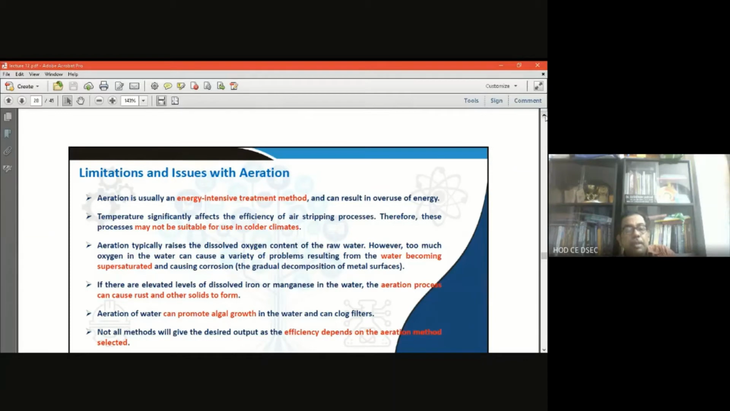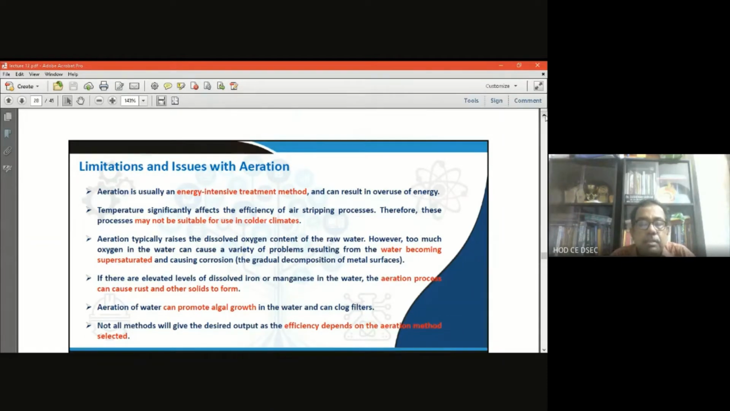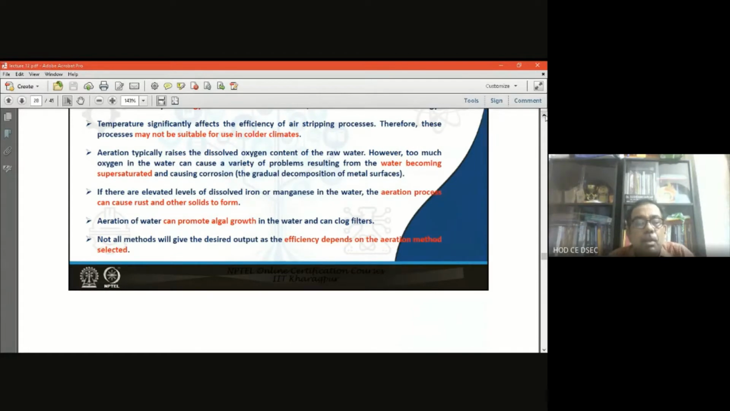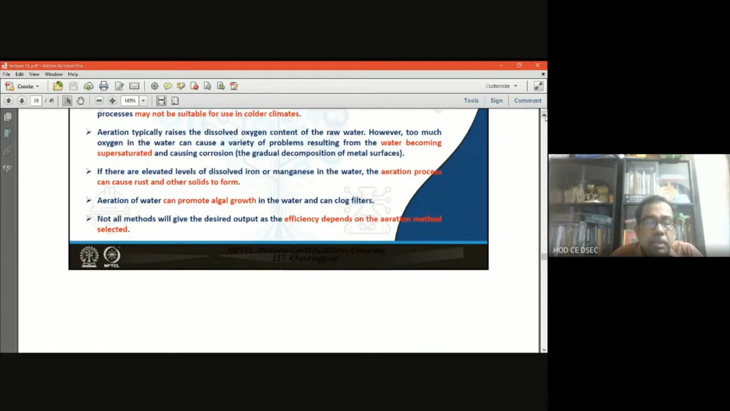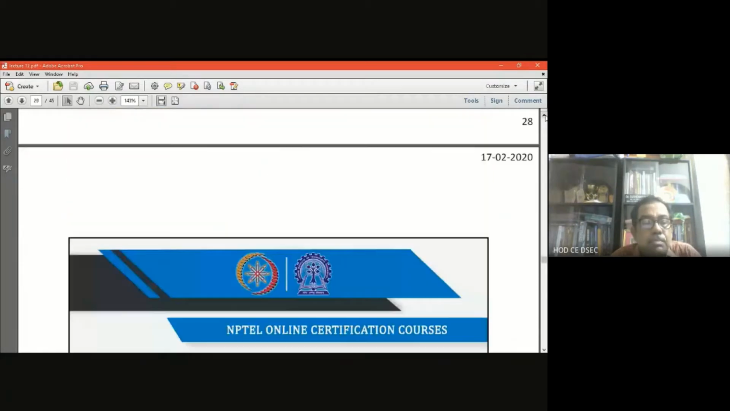If there are elevated levels of dissolved iron and manganese in the water, the aeration process can cause rust and other solids to form. Aeration of water can promote algal growth in the water and can clog the filters. Because with the aeration, there is a negative advantage also. What is that? The algal growth will be effective in clogging the filter. These are the disadvantages of the aeration process that we must have seen.